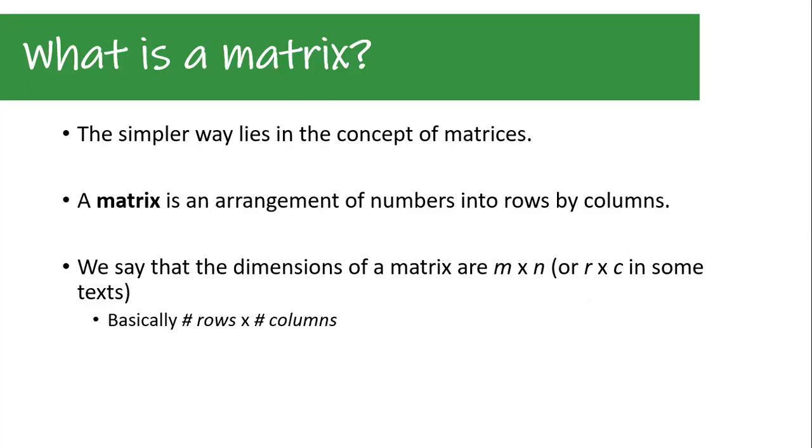So first, what is a matrix? No, not the 90s movie, for those of you who are as old as I am to remember that. But in terms of mathematics, what is a matrix? So a matrix is an arrangement of numbers into rows by columns. We say that the dimensions of a matrix are m by n, where there are m rows and n columns. Sometimes you'll see that in terms of R by C, which I guess is better and more intuitive because R is the number of rows and C is the number of columns.